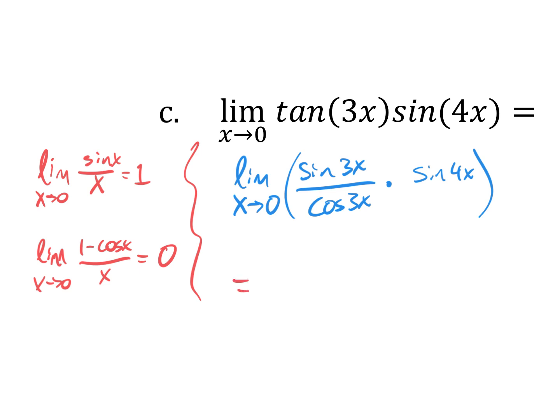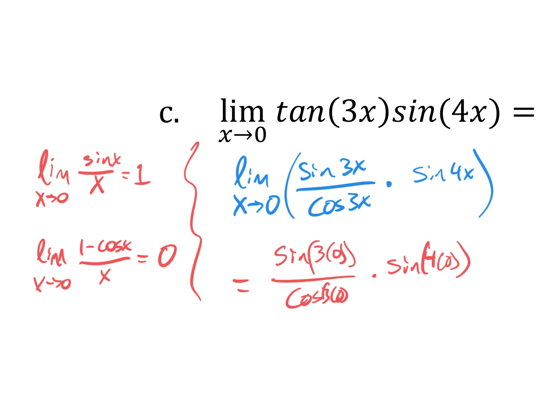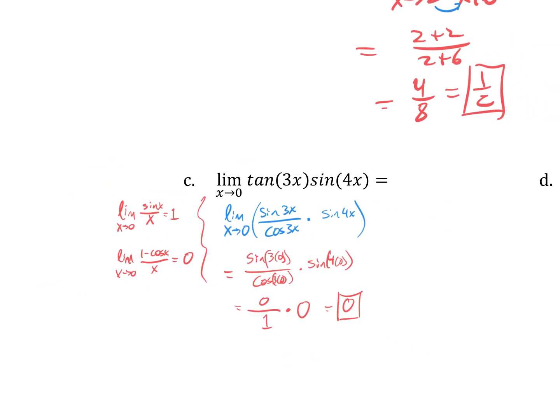So plugging in 0, we have the sine of 3 times 0 over the cosine of 3 times 0 times the sine of 4 times 0. Well, what is the sine of 3 times 0? Well, it's just the sine of 0, and the sine of 0 is 0. And the cosine of 3 times 0, cosine of 0 is 1. And that's 0. Okay, well, that turned out to be not very interesting. Easy, but not very interesting.